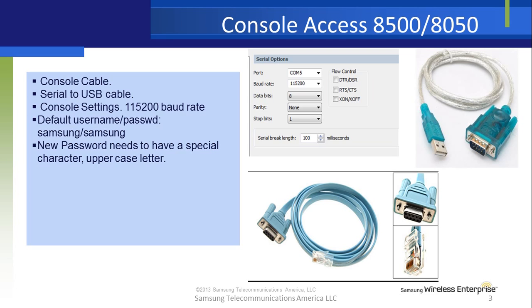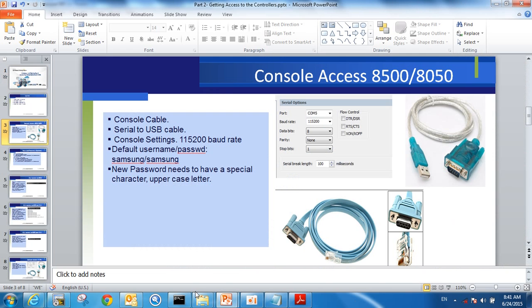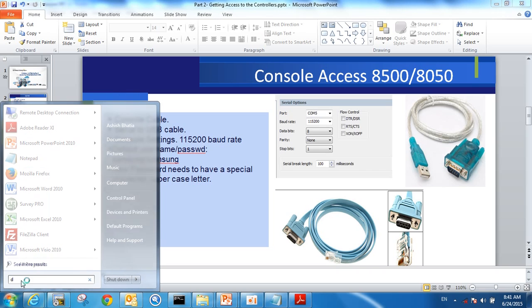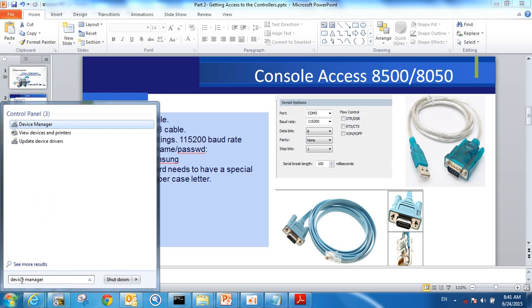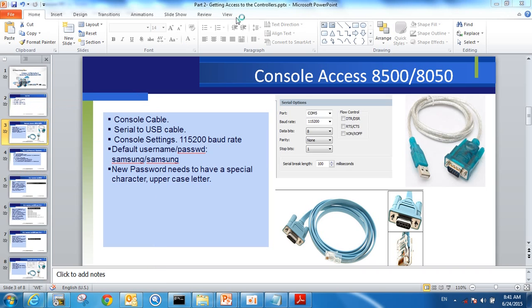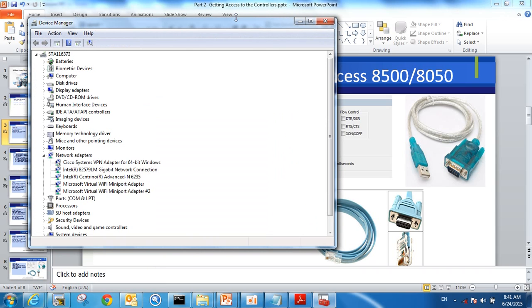Alright, so the console setting on both the controllers, actually, even on the access point, is 115200 baud rate. The console port depends on which port you connect the serial cable to. You can actually find out your console port through the control panel, through the Device Manager. So if you look for Device Manager here, you go here. I've right now plugged the console cable into my laptop, so you can see Ports, COM port. It will tell you which COM port is active, and that's the COM port that you will select.